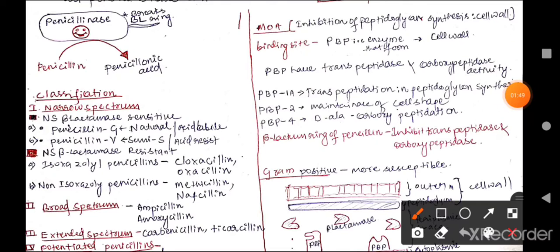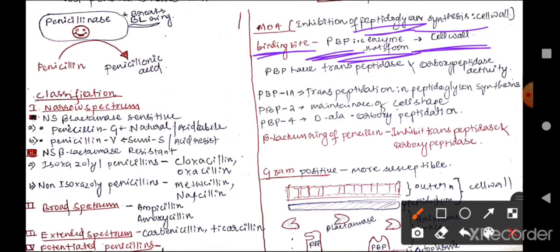They are cell wall synthesis inhibitors. They inhibit the synthesis of peptidoglycan in the cell wall, and their binding site is the penicillin binding protein, that is the enzyme that forms this cell wall. The penicillin binding protein has transpeptidase and carboxypeptidase activity, and there are several types of penicillin binding proteins, and some of the important ones are listed here.